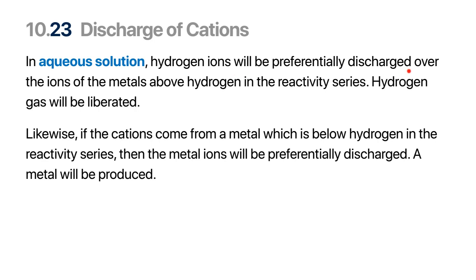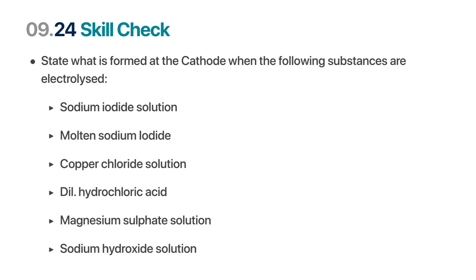Hydrogen ions will preferentially be discharged over the ions of metals above hydrogen in the reactivity series. Hydrogen gas will be liberated when it is discharged. Likewise, if the cations come from a metal which is below hydrogen, they will preferentially be discharged and hydrogen will not be liberated. It's the metal that will be produced. Okay, let's move on. Let's do these questions together. Pause, do the questions, and watch me do it.